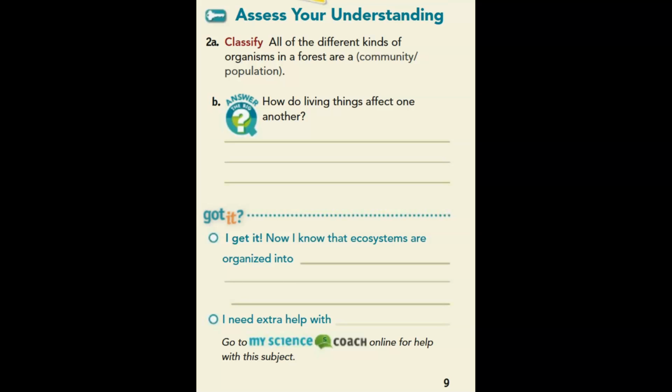Oh, I get it! Now I know that ecosystems are organized into... If you said organisms, populations, and communities, you'd be correct.